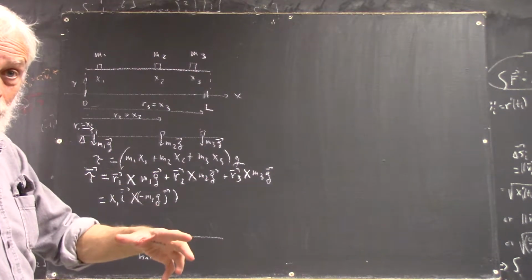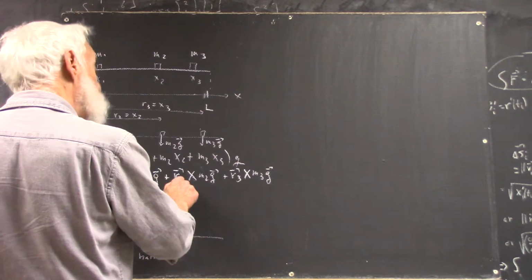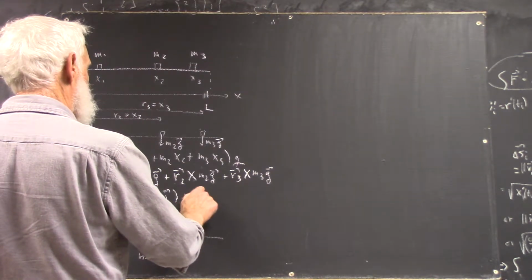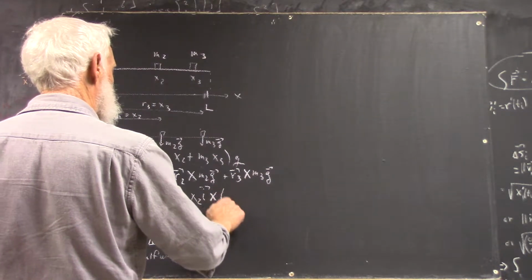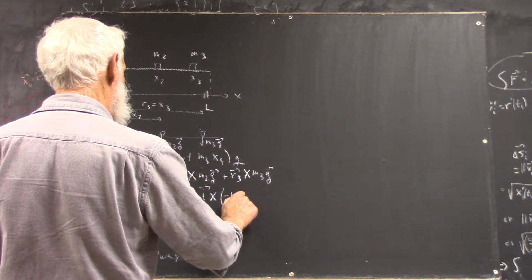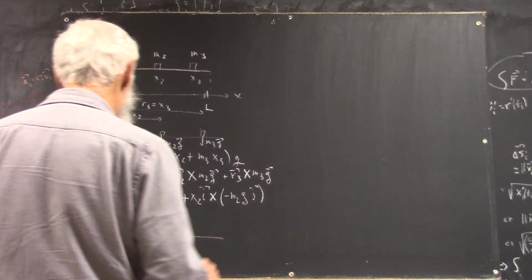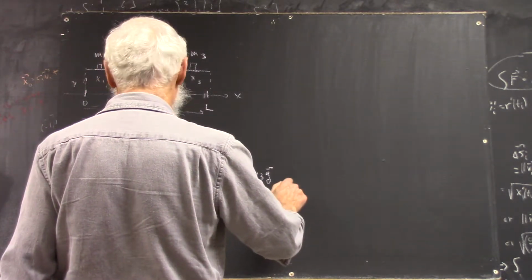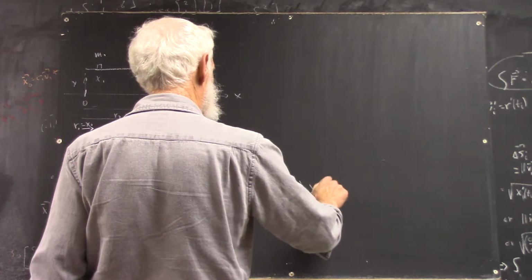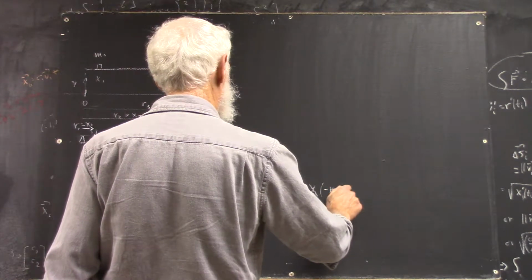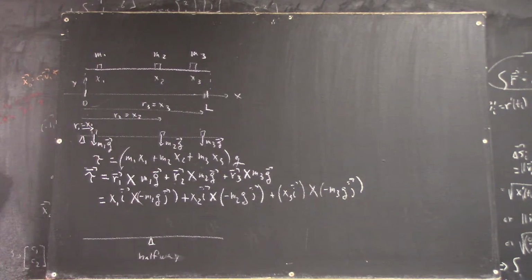Is that clear? Okay? And then we have R2, which is X2I crossed with negative M2G J, plus X3I crossed with negative M3G J. Right?